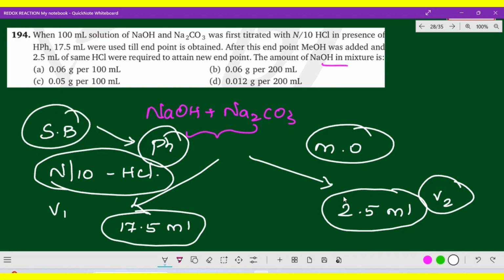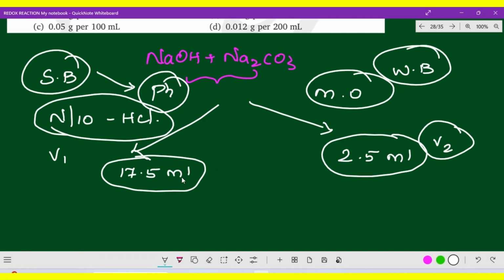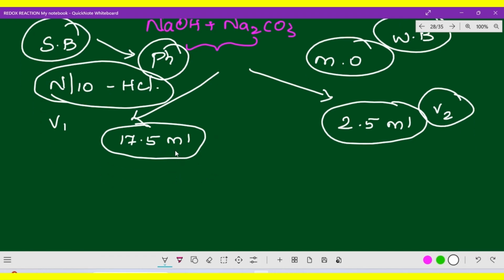That is for the phenolphthalein. And in the same way, methyl orange, for what purpose are we using it? Weak base and strong acid, that you know very well. Right now, the volume of HCl, you might have known very well. At this point, 17.5 ml for the phenolphthalein indicator, 2.5 ml for the methyl orange indicator.